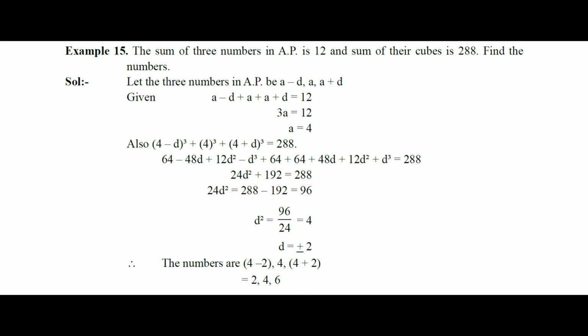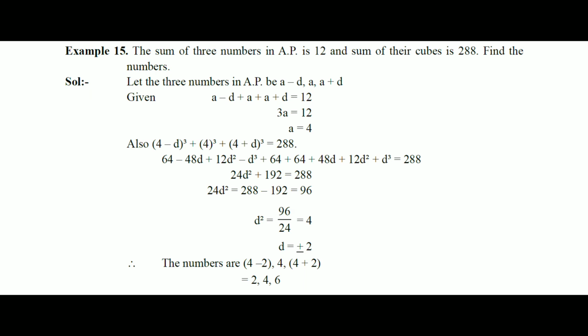We have opened the first bracket using the formula. Next is 4 cube, that is equal to 64, and finally the last bracket 4 plus d whole cube will also be the same using the identity and give a cube as 64, 3a square b 48d, 3ab square 12d square, and d cube. In this way we have solved the left hand side, and the right hand side is 288. The minus terms get cancelled with plus terms, and we are left with 24d square plus 192 is equal to 288.